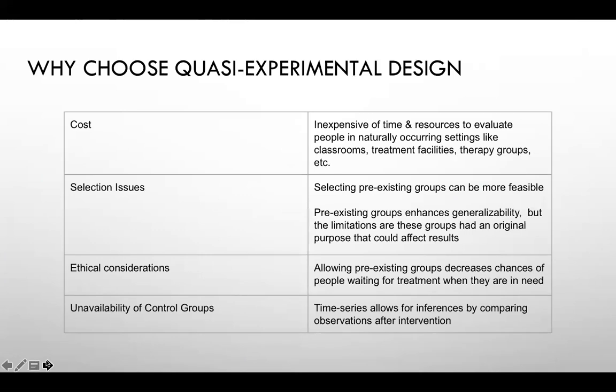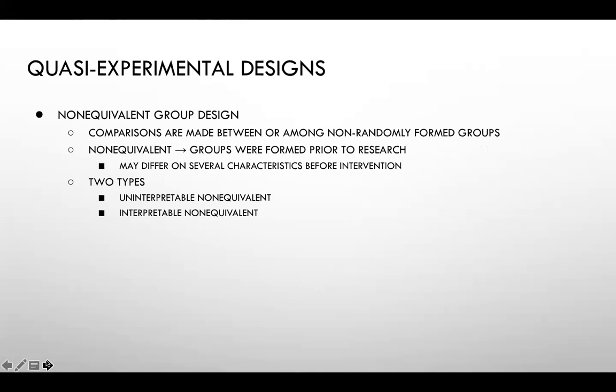An ethical consideration is that allowing pre-existing groups decreases chances of people waiting for treatment when they're in need. And then the last is unavailability of control groups. So time series allows for inferences by comparing observations over time. In this, the researcher can infer whether the intervention or treatment had an effect by comparing observations before or after an intervention. So we're going to start by looking at non-equivalent group designs.